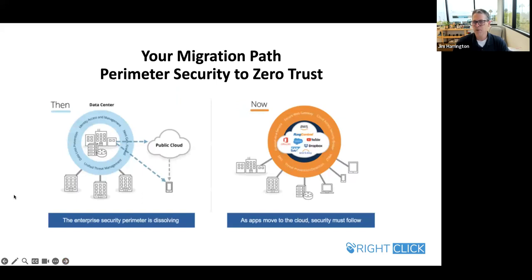And this is an example of most businesses' migration path. So we're all moving from having old legacy servers in our office to more of a cloud system. Now, when we're moving to cloud, we lose some of that central IT control. And so when we move to the cloud, we lose our perimeter security largely, and our security needs to push out to all those devices.